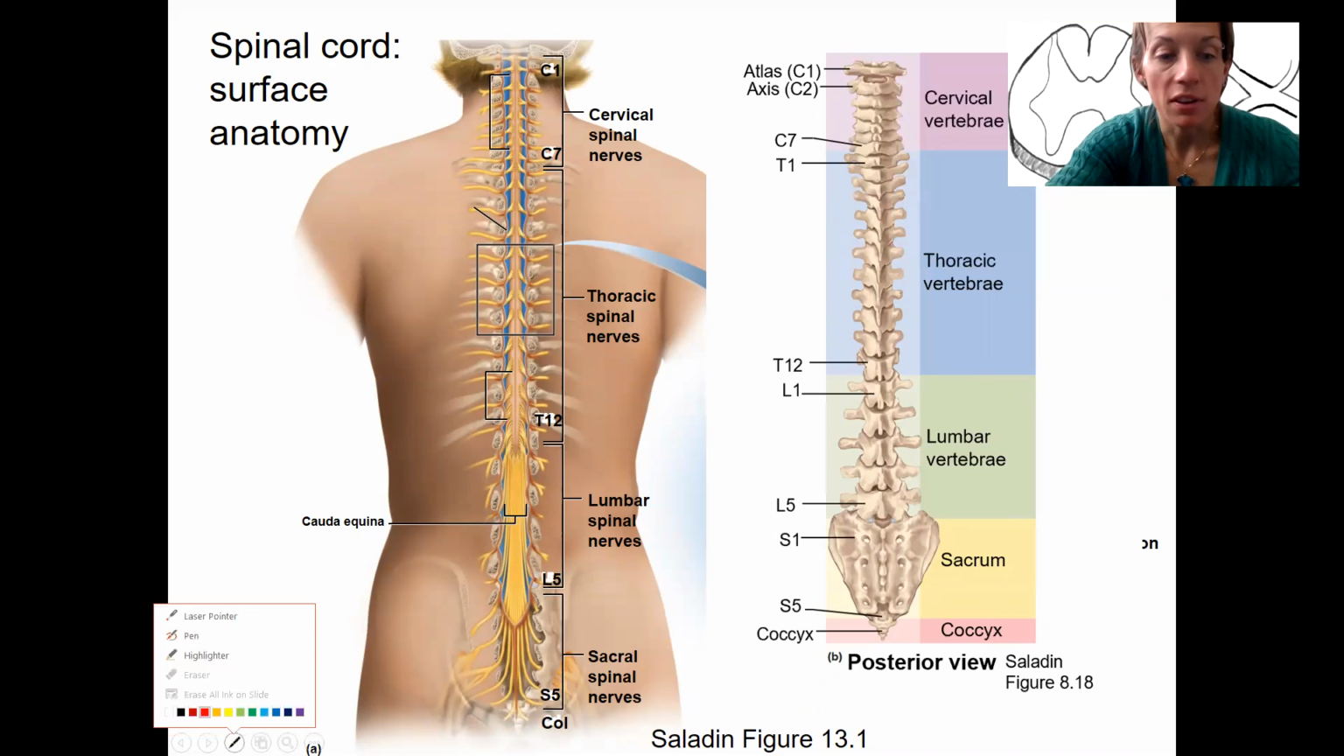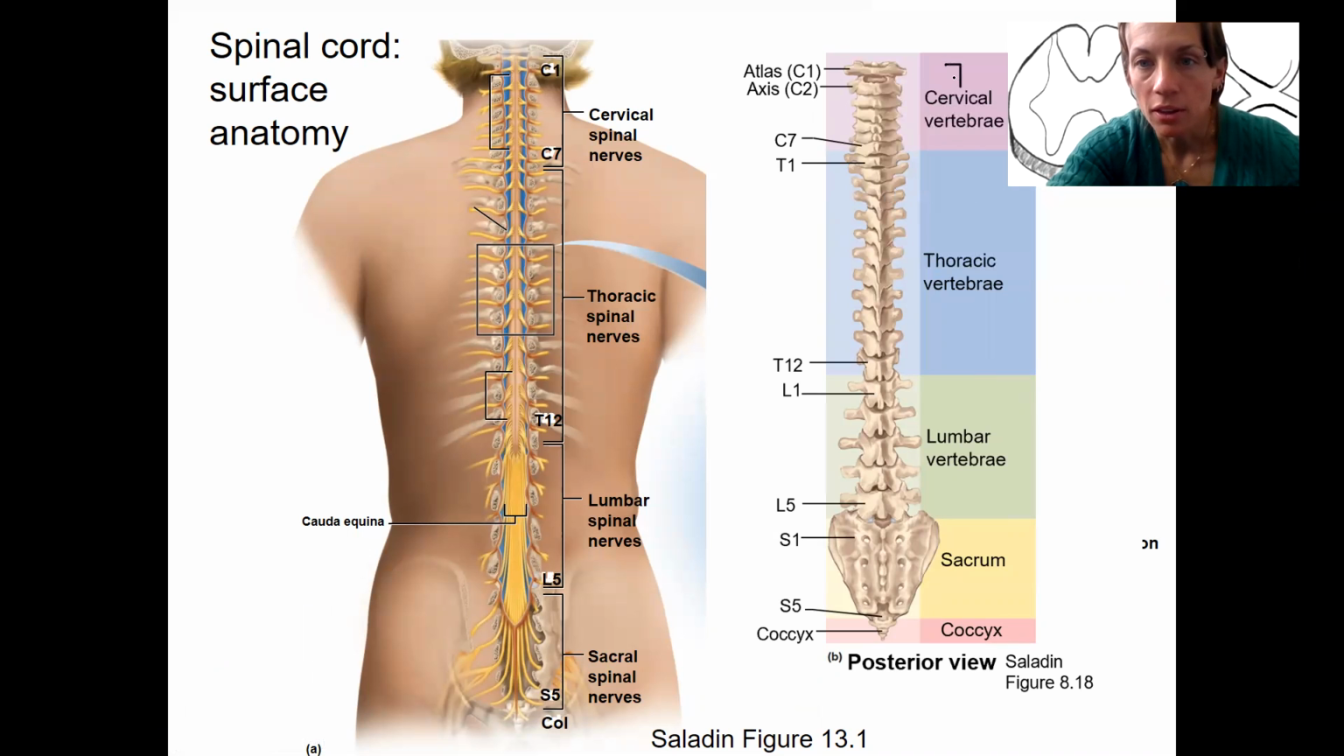So there's 7 cervical vertebrae up here. There are 12 thoracic vertebrae and 5 lumbar vertebrae. There's also 5 fused vertebrae that make up the sacrum, and then the coccyx is the bone that's below that.